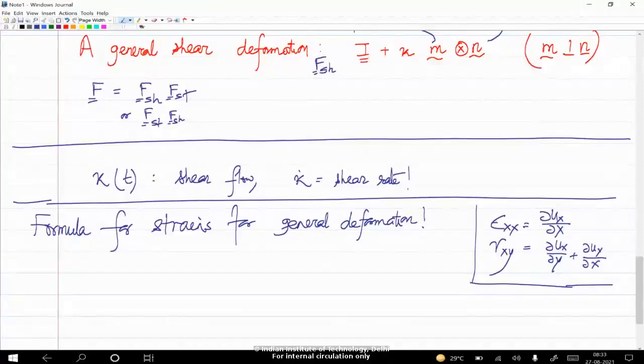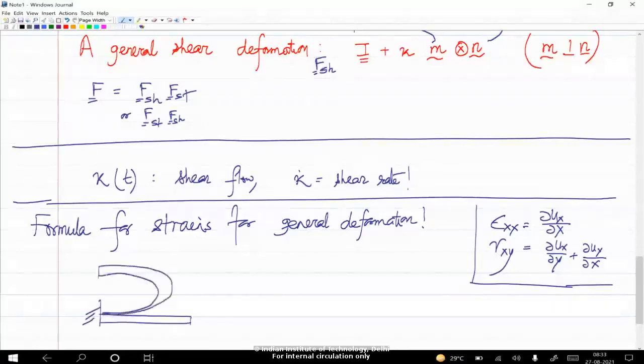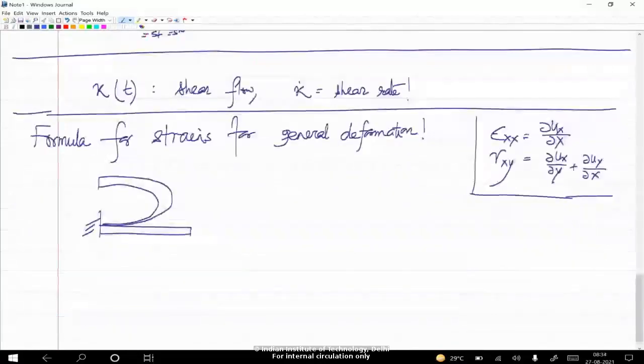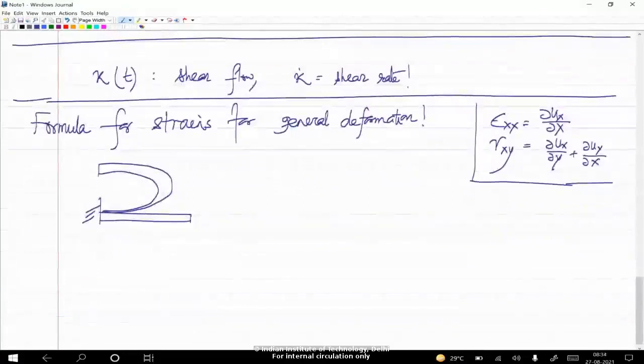Because you can have soft materials which, for example, can bend like anything. If you have a rubber tube, for example, if you have a beam and that's a rubber tube, you can actually bend it like this, right? You can do anything to a soft material, and they have several applications these days. So it is important to know what will be the formula for strains when your deformation is large. So let us try to obtain that.